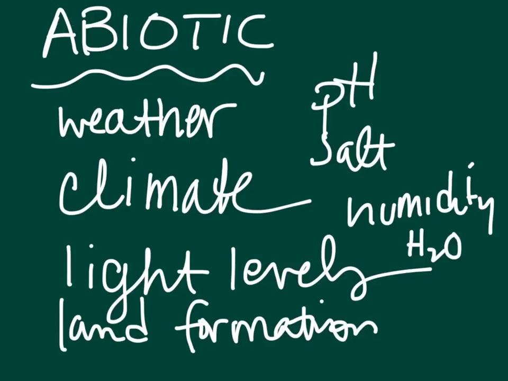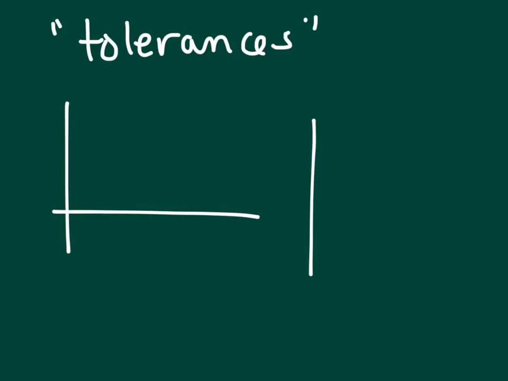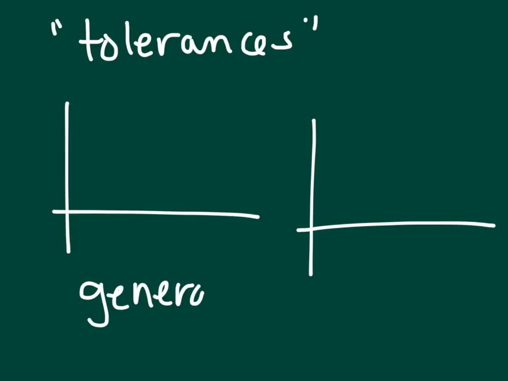These are all abiotic, non-living factors of the environment. Some organisms are more or less successful at living in a range of conditions. So these abiotic factors lead us to talk about what we call tolerances. There are two general kinds of organisms. They're what we call generalists, and there's what we call specialists.